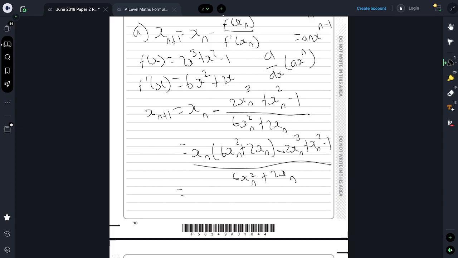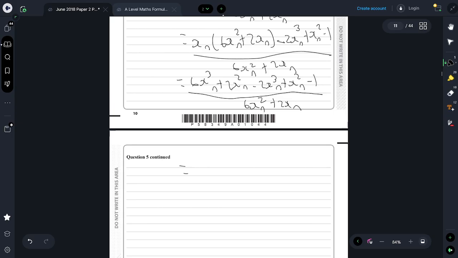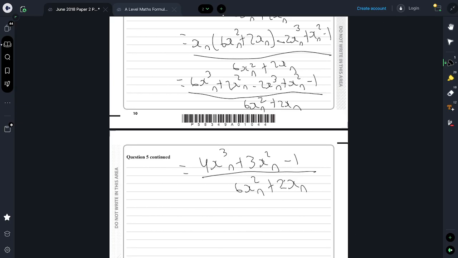Now it's just expand and simplify, right? So this is 6x_n cubed plus 2x_n squared minus 2x_n cubed plus x_n squared minus 1, all over the same denominator, 6x_n squared plus 2x_n. God, loads of n's. We can collect like terms and simplify. There's an x cubed term here, 6 minus 2, which is 4x_n cubed. There are two x squared terms, 2 add 1, and it's minus 1. All over 6x_n squared. There's nothing we can do at the bottom, so let's leave it as it is. It doesn't seem like we can do anything else.